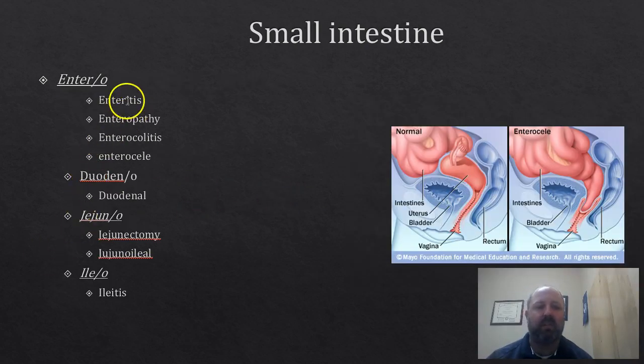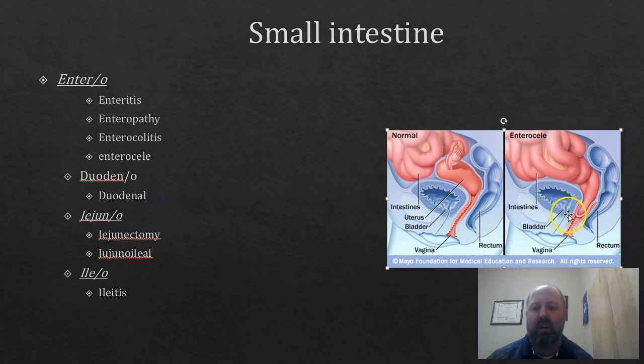So here's our small intestine, right? In general, for the small intestine, entero: enteritis, enteropathy, enterocolitis, enterocele. And here's the enterocele, where you can see this herniation of the small bowel down into the vagina right here. So this would be enterocele, where cele is this herniation or outpouching. You can also have proctocele, rectocele, where these organs get pouched into other parts, and it's usually a herniation, right?